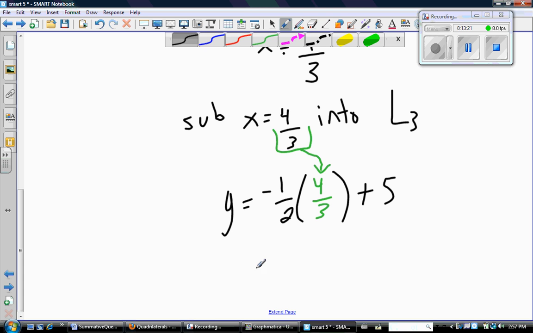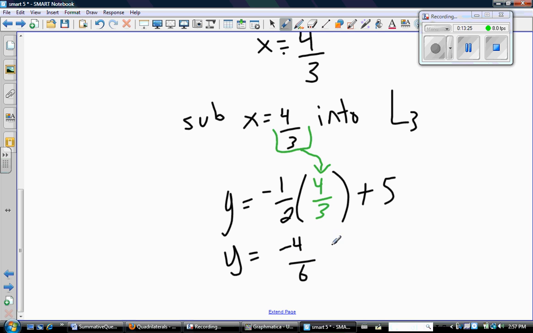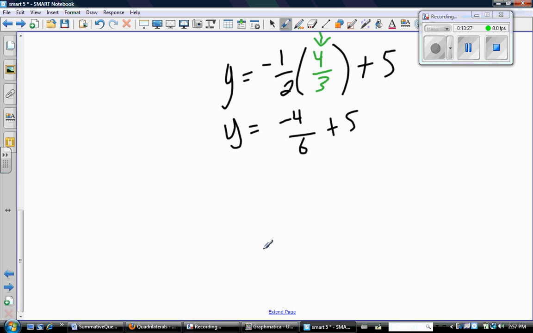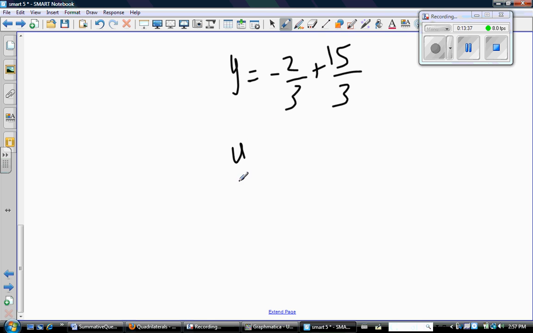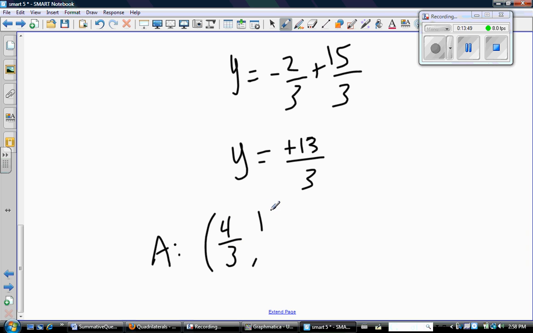So y equals negative 4 over 6 plus 5. Reduce that fraction. y equals negative 2 over 3 plus, common denominator, 15 over 3. So y equals positive 13 over 3. Negative 2 plus 15, yeah. So that means here's point A. And point A is at 4 over 3, comma, 13 over 3.